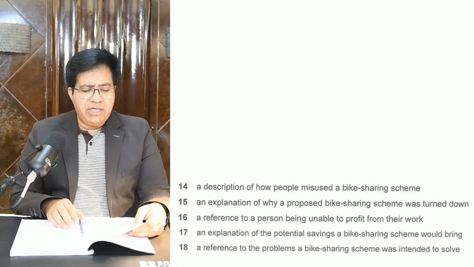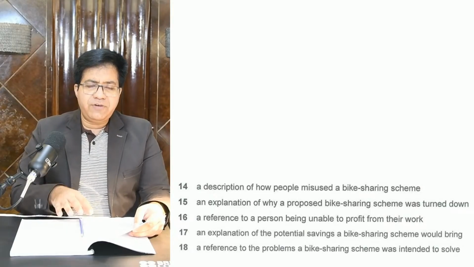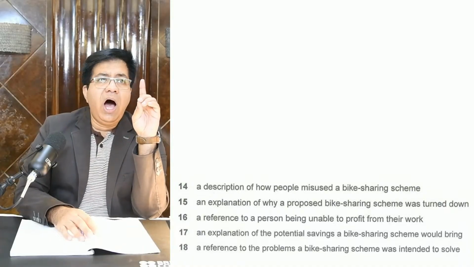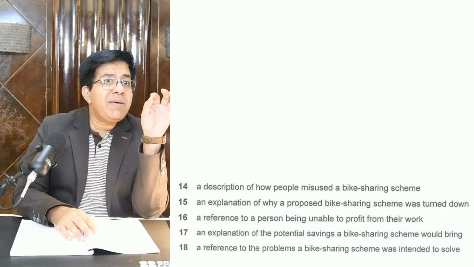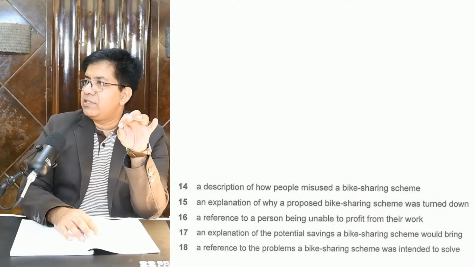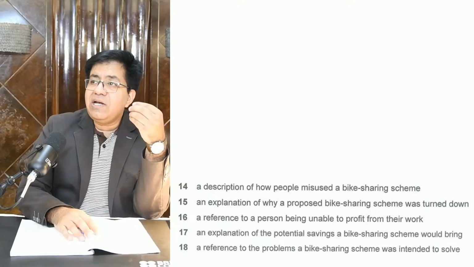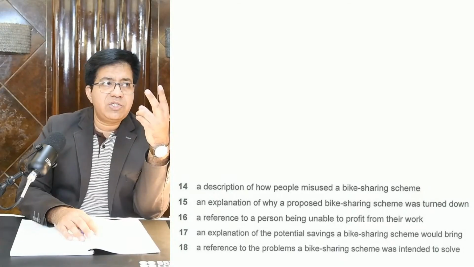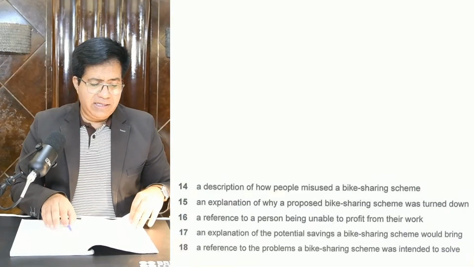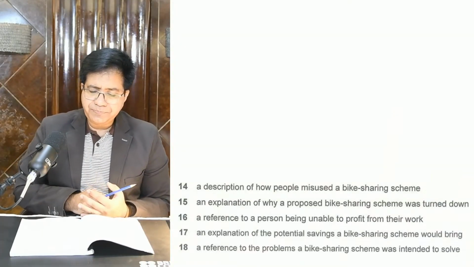Question number 16, reference to a person being unable to profit from their work. Look here, whenever they say reference to a person, you will look for the name of a person. And the second thing is unable to profit, like he did not earn, he did not make any money, he did not make any profit. Two hints, one is the name of person, and second, he did not make any money. So please come back and see where do they talk about it.